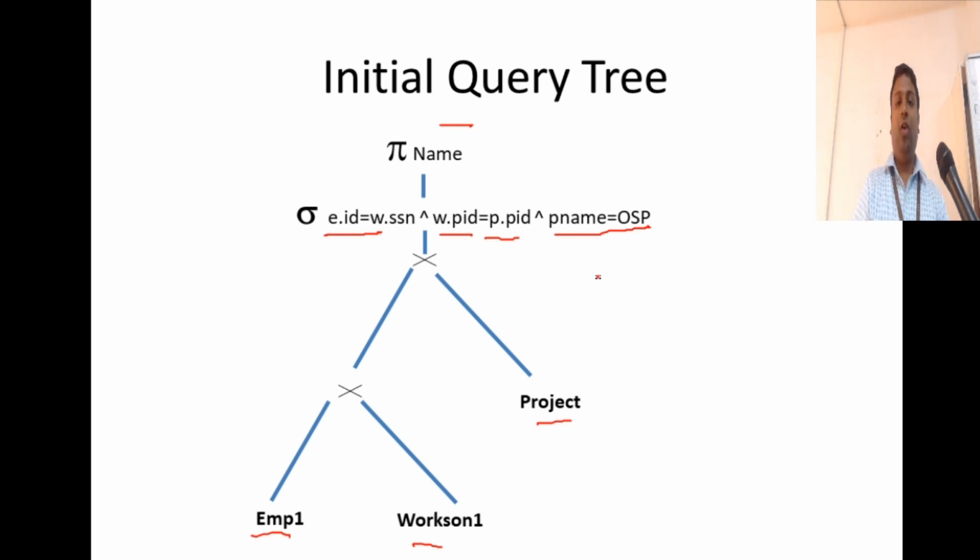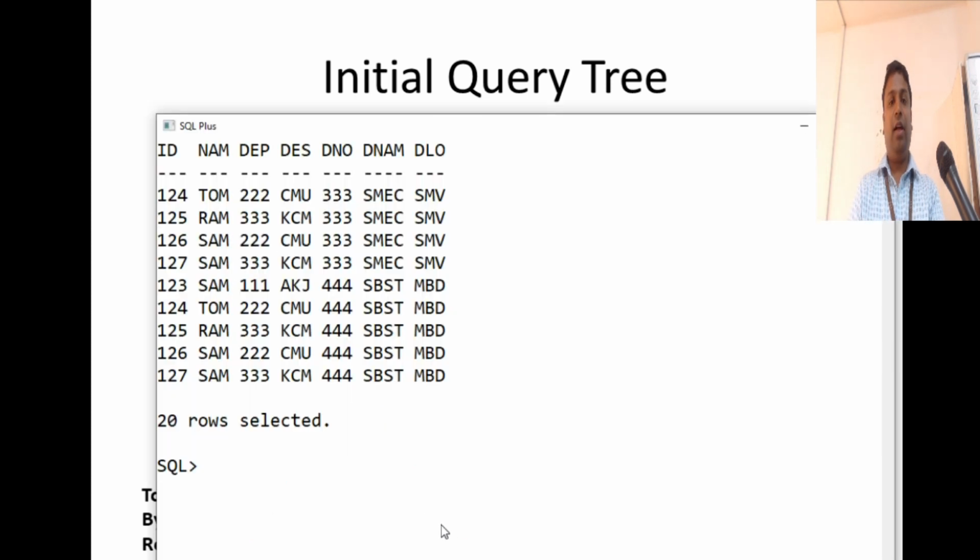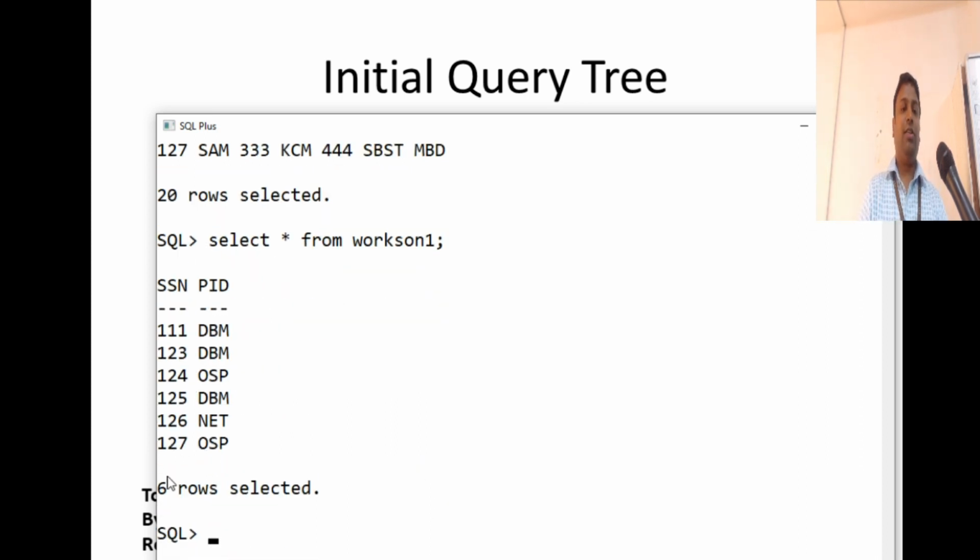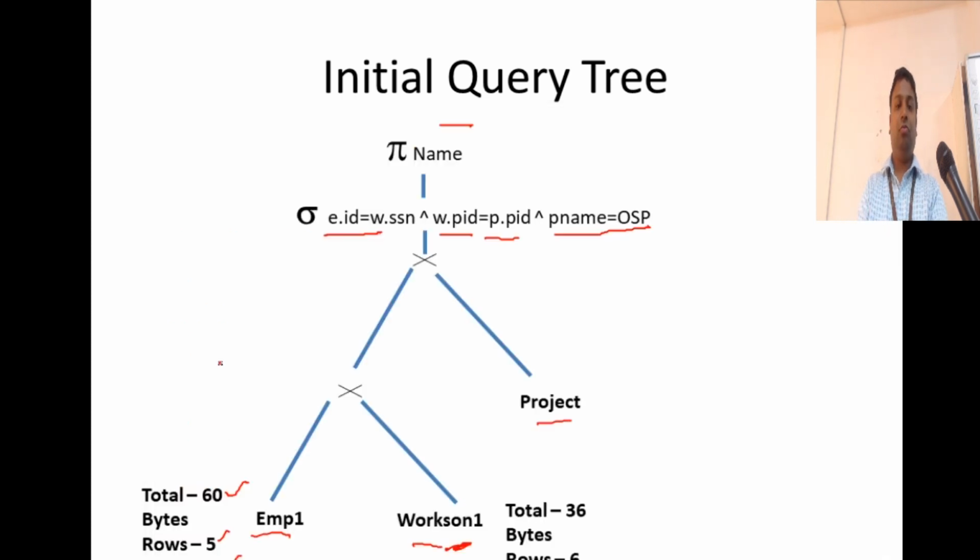So now let us take a look at our tables, our statistics, just for understanding. Employee has 60 bytes of information, 5 rows with 12 bytes each. Now the works on table. What is this works on table? Let me show you: select star from works on 1. This table has 6 records, each with 6 bytes. So you are going to read 36 bytes from this table.